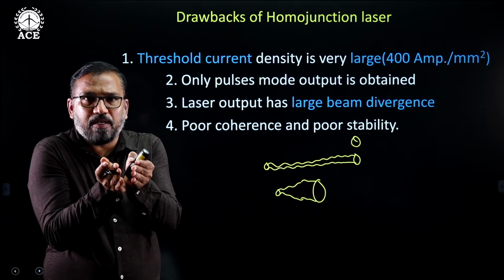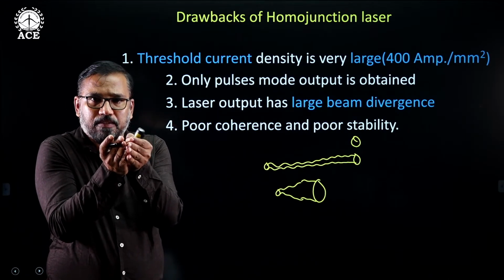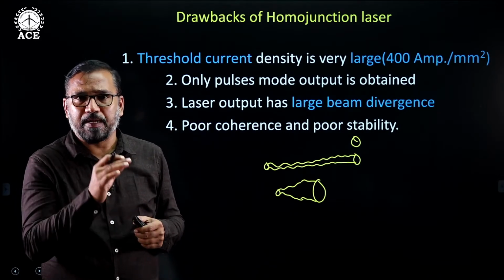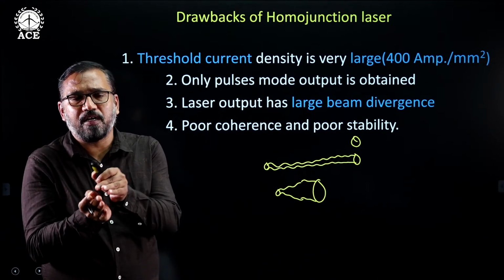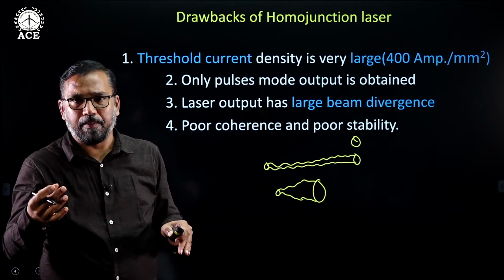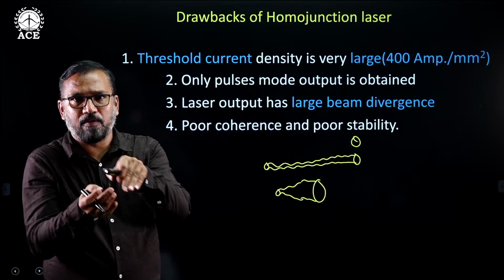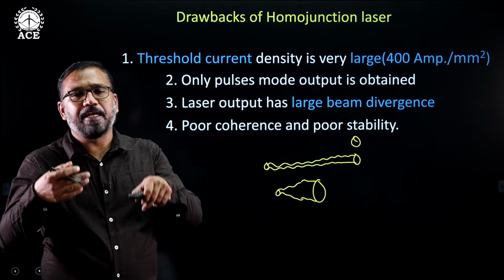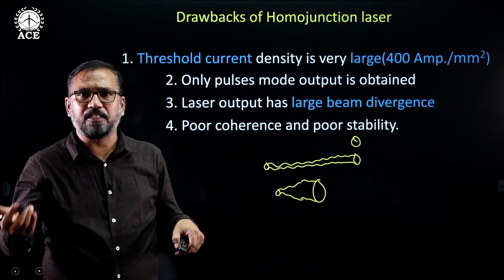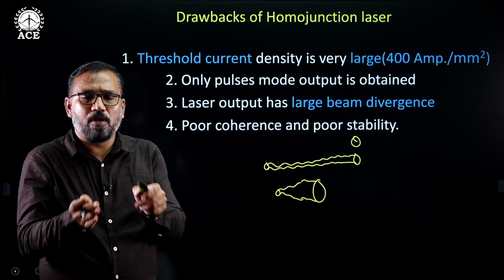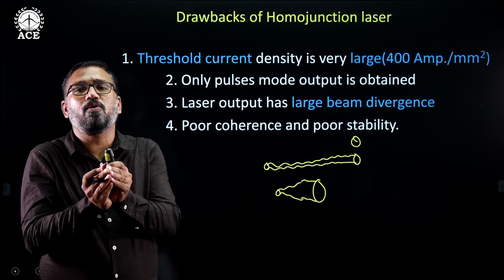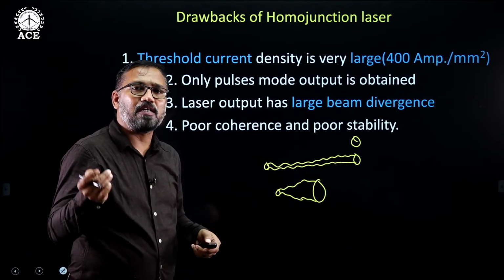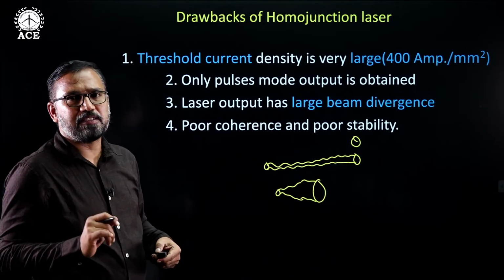More photons emitted from the junction will not have coherence. When they are not in coherence, the resultant amplitude of the waves will not be amplified. When the amplitude is not magnified, the intensity will not increase, which means the power is lost. So homojunction lasers have more divergence. That is a drawback, meaning the power is not enough; we get low power lasers.